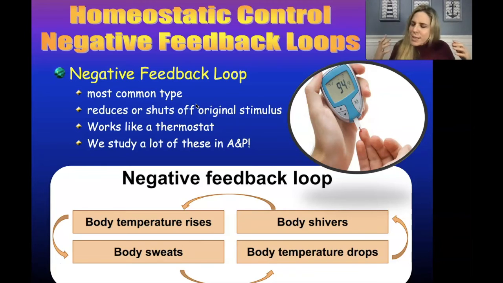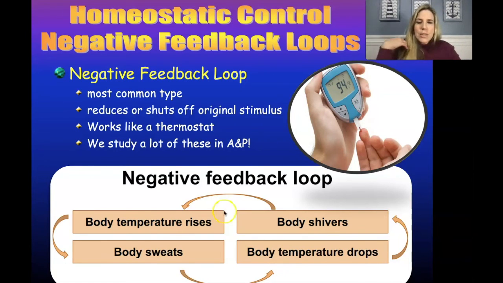So we're going to study a ton of negative feedback loops in anatomy and physiology. Pretty much most of the things that happen in our body are negative feedback loops. A good example of that is temperature in our body. Let's say that our normal body temperature is 37 degrees Celsius or 98.6 Fahrenheit. We like to use 37 Celsius in science. So it's supposed to be 37 Celsius. That's where our thermostat inside our body is set.